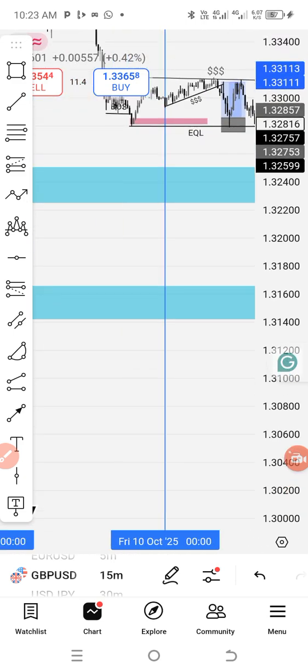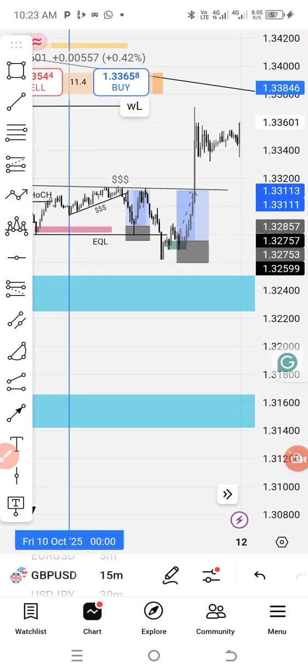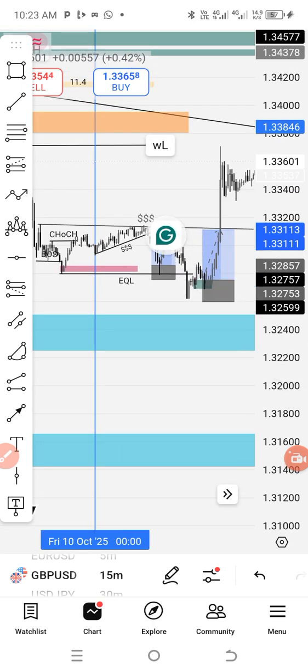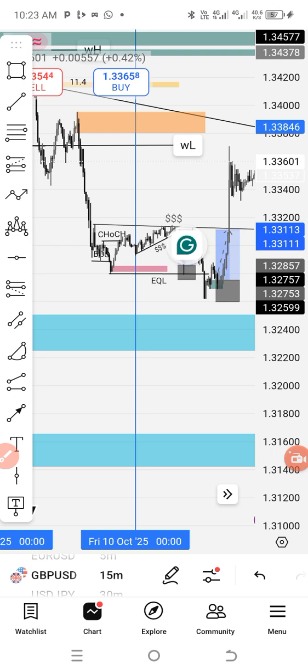So let's go. This is GBP USD. Let's look at this one first. Now, what do we see? You can see the price moved down to this level, and it created a minor pullback, which is a break of structure. Then it hit this particular zone and pushed upside.